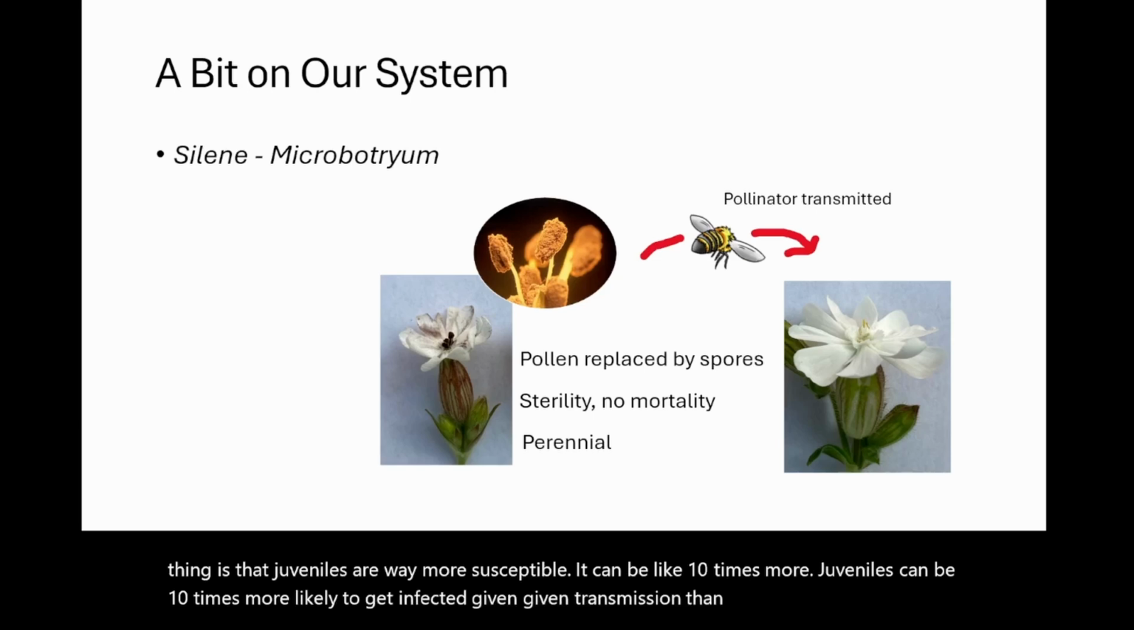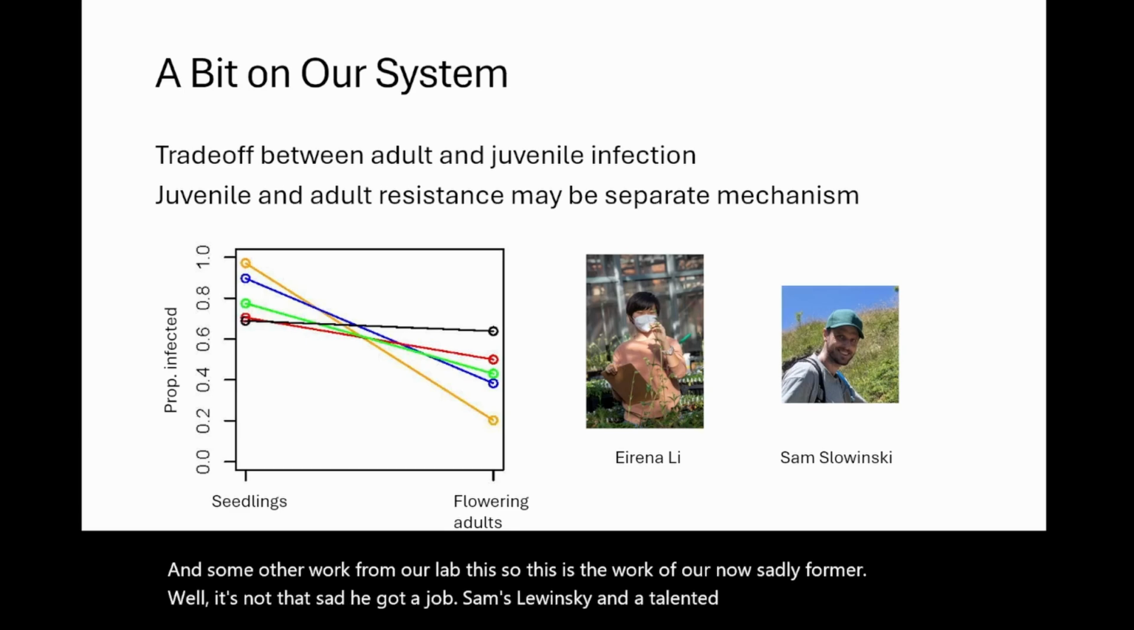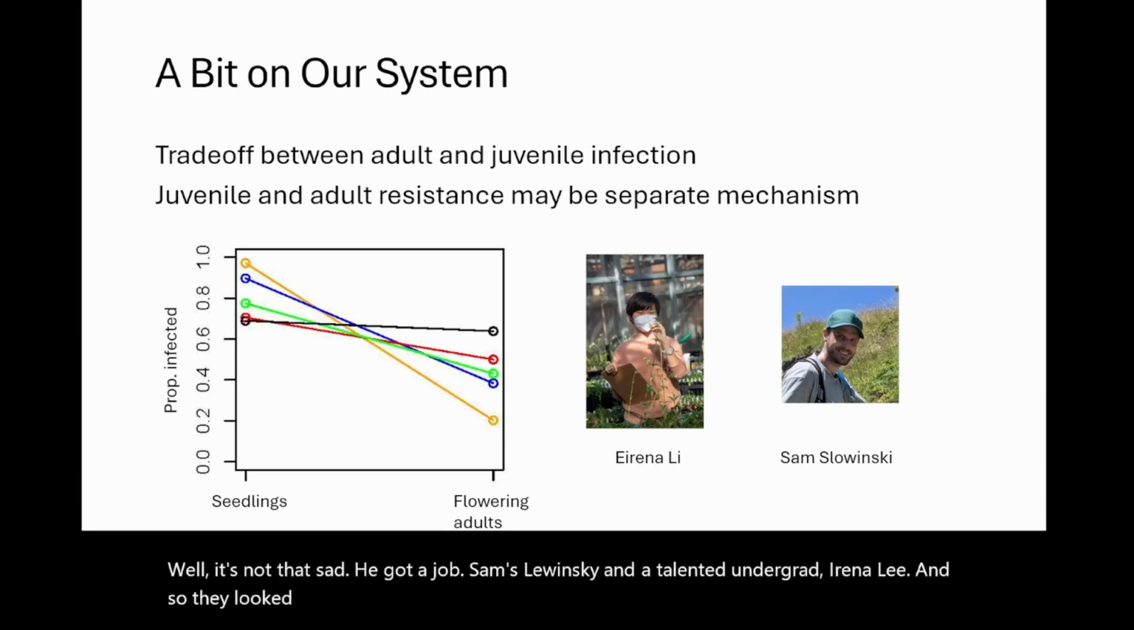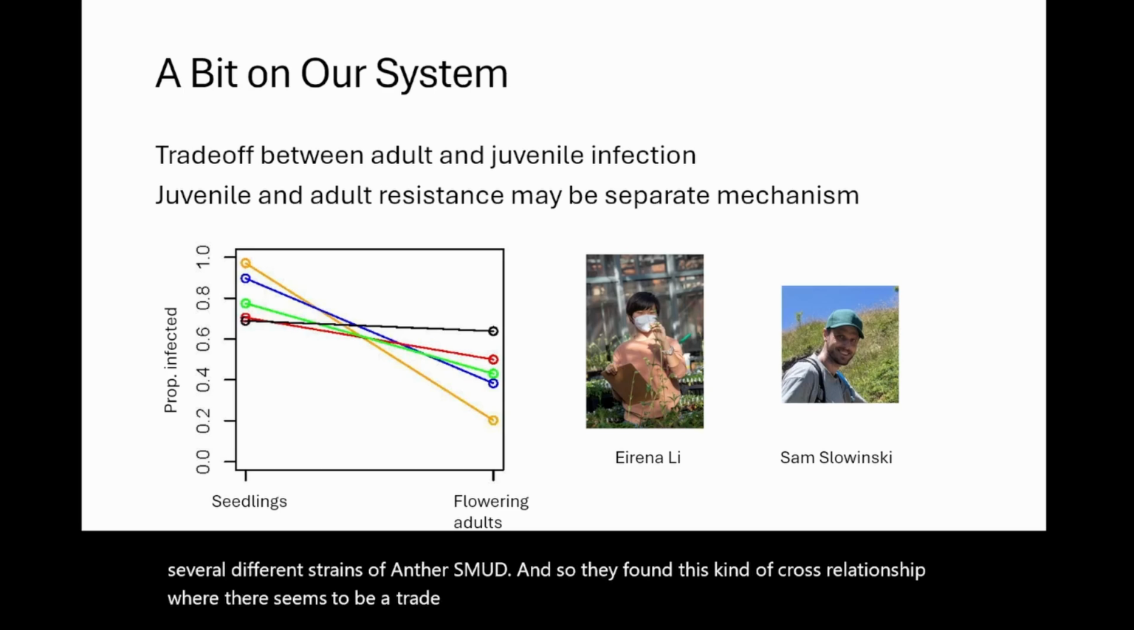And some other work from our lab, this is the work of our now sadly former postdoc, well, it's not that sad, he got a job, Sam Slowinski, and a talented undergrad, Irina Lee. They looked at the differences in relative juvenile infectivity to adult infectivity across several different strains of anther smut. And so they found this kind of cross-relationship where there seems to be a trade-off in each pathogen strain's ability to infect adults and juveniles.